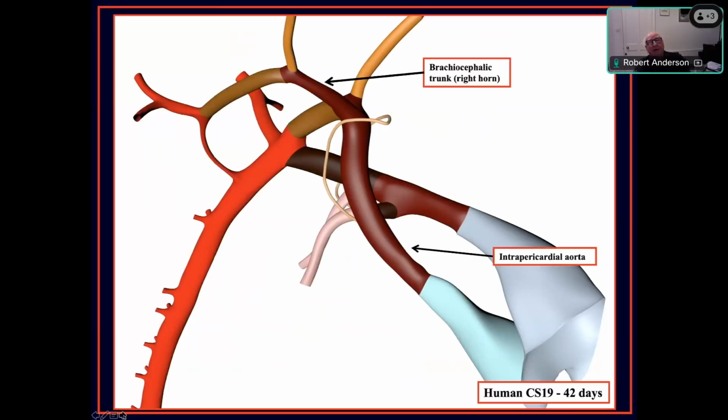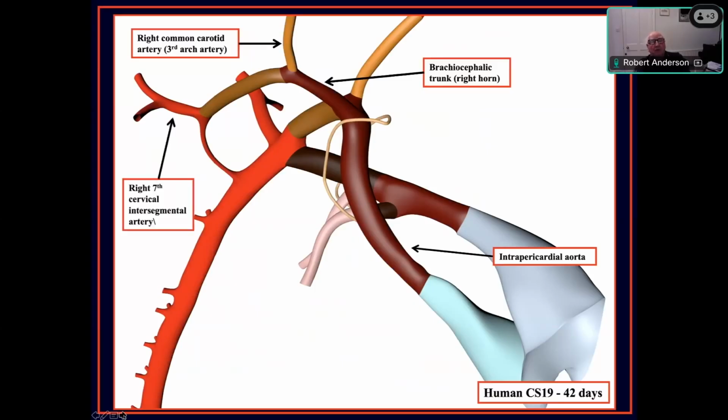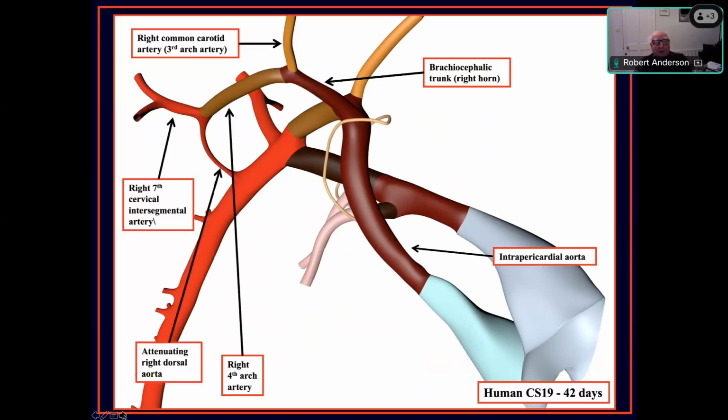We can now recognize that as the brachiocephalic trunk. And that gives rise to the right common carotid artery, the third arch artery, and look what is happening to the right seventh intersegmental artery, because it is now linking up through the right fourth arch artery to become the right subclavian artery, with ongoing attenuation of the right dorsal aorta.